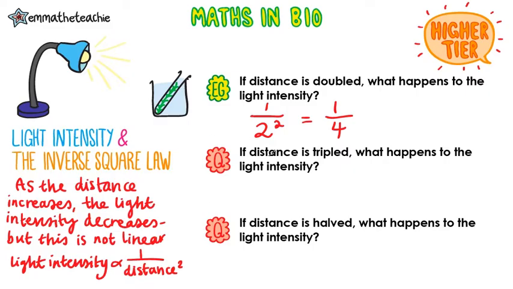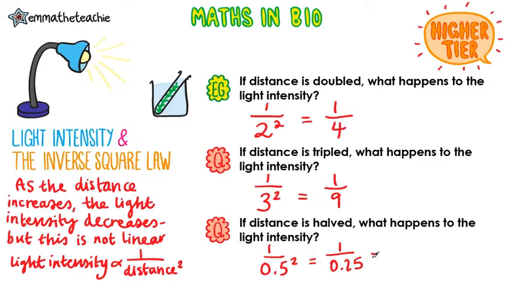Now you try the next two questions. Ready? If distance is tripled, what happens to the light intensity? So tripled means it's 3 times as far. So we do 3 squared, which just means 1 over 9. So the light intensity is 1/9 as strong as it was before that. And finally, if distance is halved, what happens to the light intensity? Half is 0.5, and 0.5 squared is actually a quarter, or 0.25.